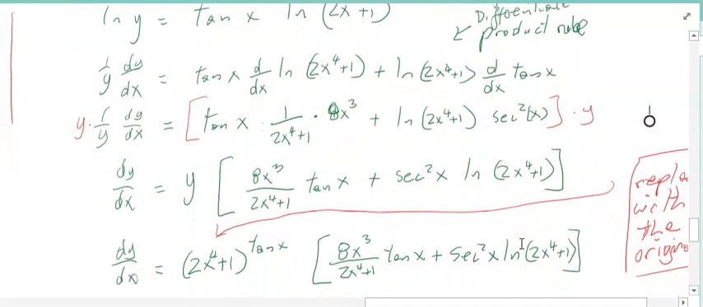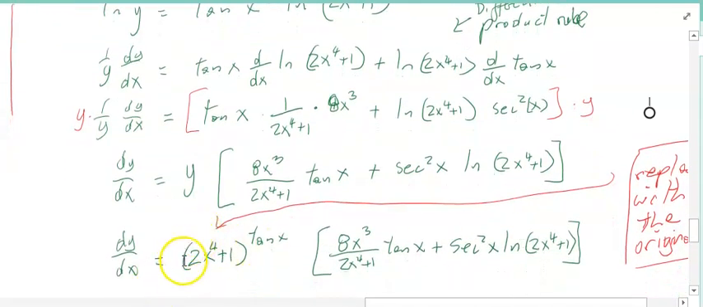And then finally replace y. So dy dx will be equal to 2x to the 4th plus 1 raised to the tan of x, all times the quantity tan of x times 8x cubed over 2x to the 4th plus 1, plus secant squared x times ln of 2x to the 4th plus 1. And that is our final answer. Notice in our final answer, we always replace our y. So there will be no y's in our final answer, because we take the original explicit function.